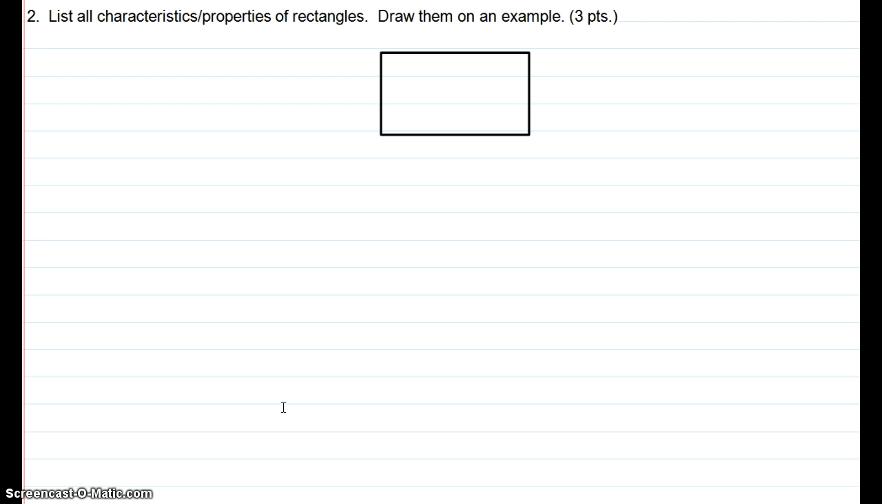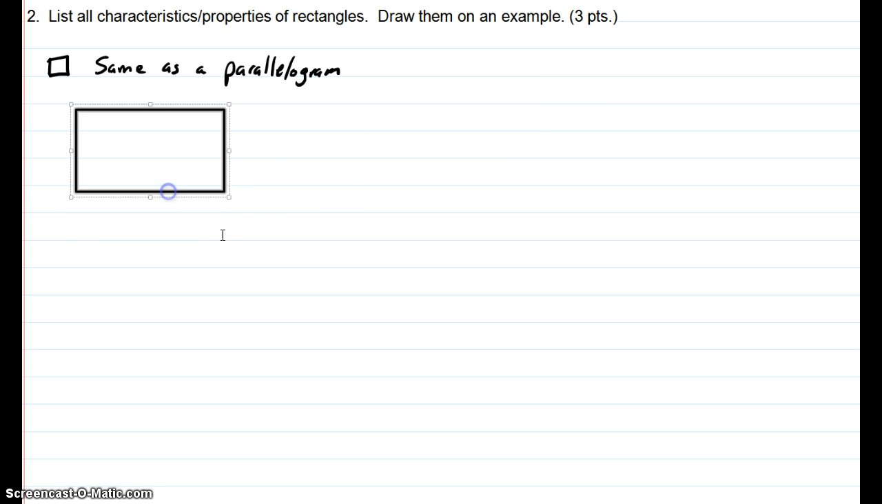Now for a rectangle, the first thing is a rectangle is just a parallelogram. So everything that was true for a parallelogram is also true for a rectangle. So that means that the opposite sides are congruent, the opposite angles are congruent, that the diagonals bisect each other. So I'm not going to restate all that and redraw that. You can see that in the above example.